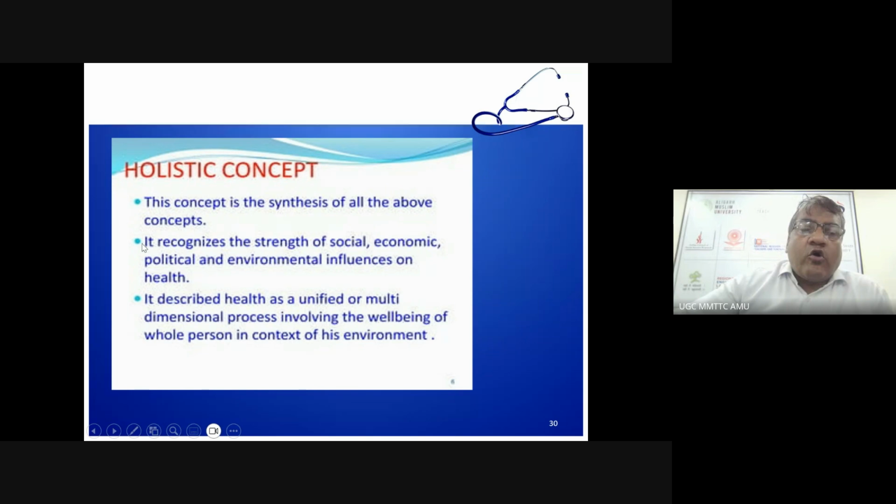According to the holistic concept, it describes health as a unified or multi-dimensional process involving the well-being of the whole person in the context of his environment. The holistic concept describes health as a unified or multi-dimensional process involving the well-being of the whole person in the context of his environment.